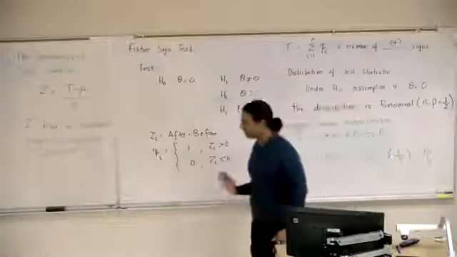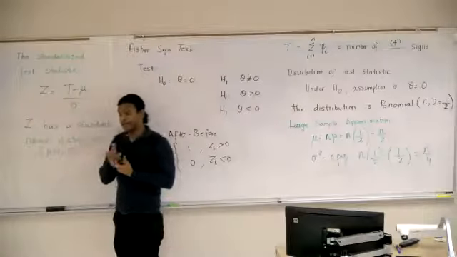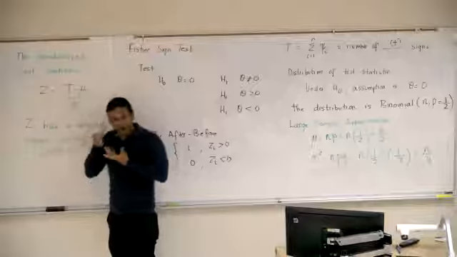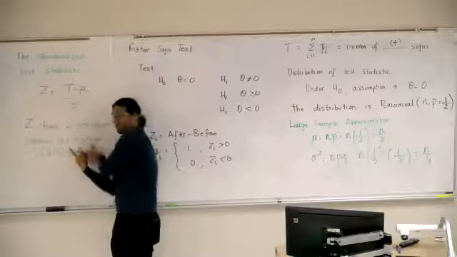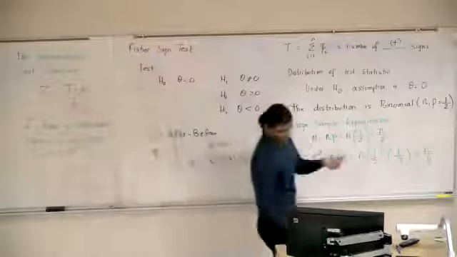The critical values we found with inverse norm and the p-values with normal CDF. So what is the distribution? Normal. Does that make sense? Good. Okay.